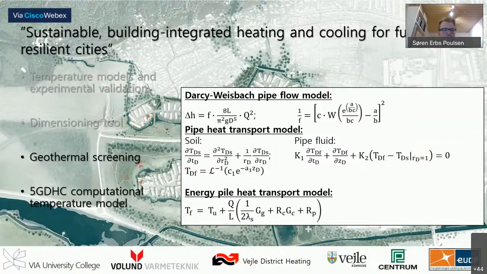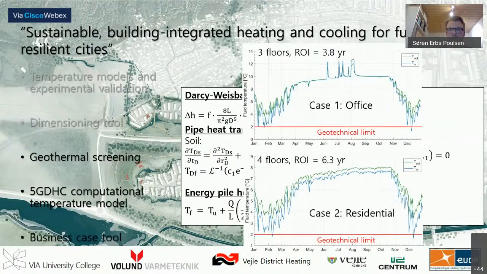a computational temperature model that we developed for piles with horizontal piping, where the horizontal piping can also exchange energy with the soil. To do that, we need to compute flow on the grid, so we use a Darcy-Weisbach pipe flow model. The pipe heat transport model is a Laplace transform model that works extremely well for these horizontal geothermal pipes. And then Maria's G-functions from her PhD study. That allows us to compute temperatures for this grid. We studied two typologies of buildings, office and residential, and that's because they differ quite a lot in the demand profile.